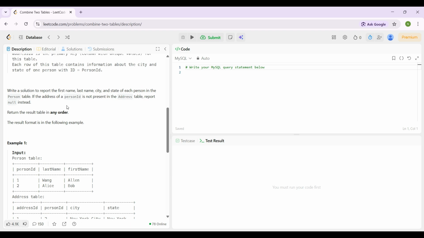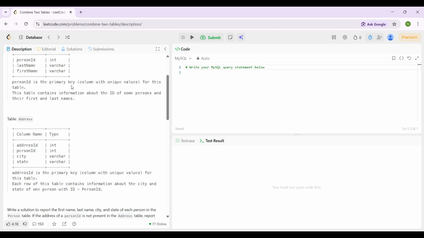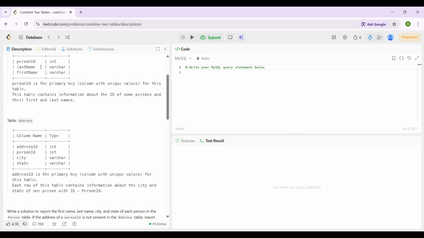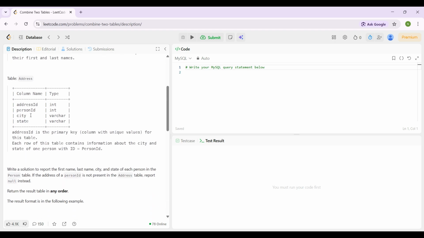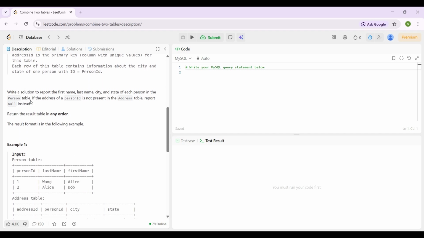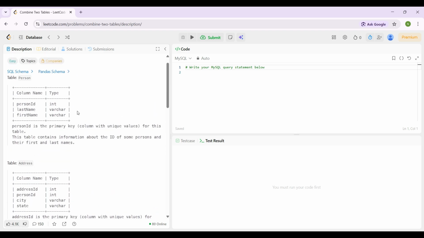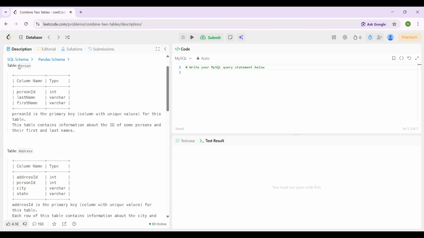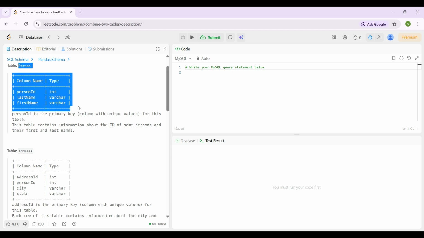But what they have given, if the address of person ID is not present, that means here, there is person ID, first name and last name, but the address may or may not be present. In that case, we want to return null values. See here, if the address of person ID is not present in the address table, report null instead. What have you understood from this line? That means the person table values, the person ID, first name and last name must be present. Whether the address is there or not, person ID, last name, and first name must be in the table.